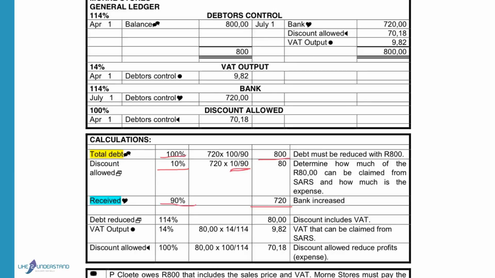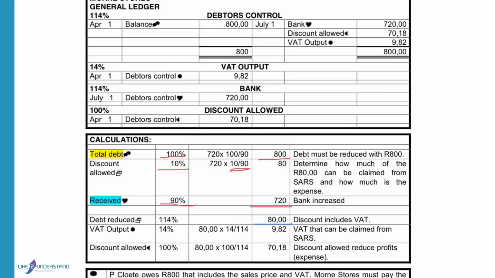When these goods were sold to the debtor, we paid over VAT on the total amount of 800 rand. Now all the money is not received. Therefore, it means that we didn't collect VAT on behalf of SARS. So for this amount of 80 rand that we calculated as discount, we must make a split and say how much of this money is discount for the business that will reduce their profit.